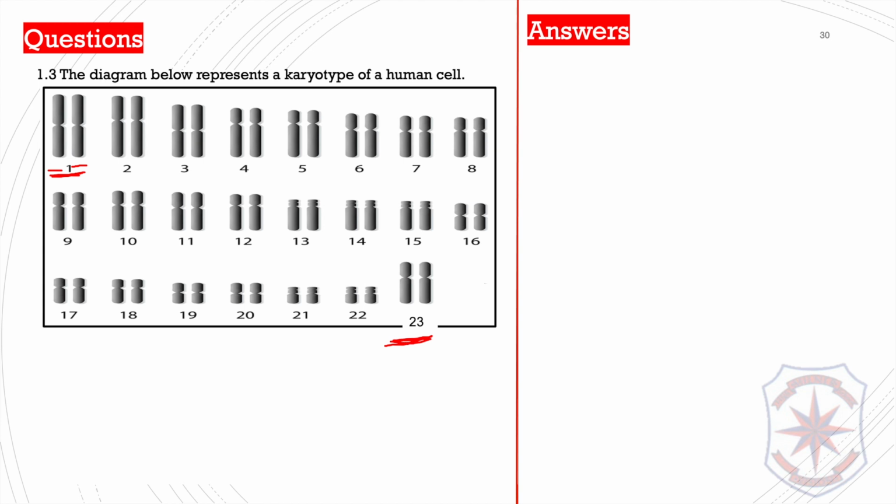Remember, the first 22 are autosomes and the last pair is the gonosomes. So how many chromosomes in total? 46. Remember, each pair has 2 chromosomes, and we have 23 pairs. So the total number of chromosomes we have here would be 46. So this is a normal standard diploid karyotype. It is diploid because it has 2 sets of chromosomes, 46 in total.